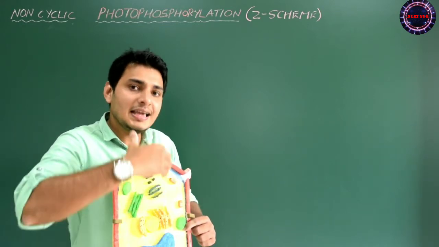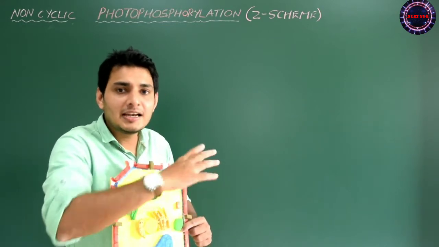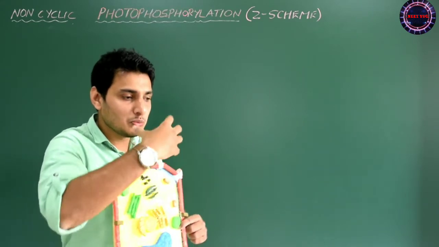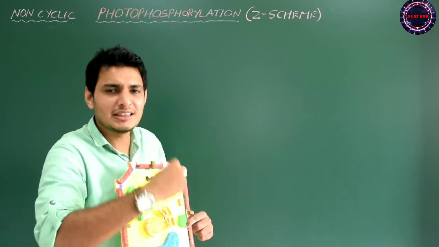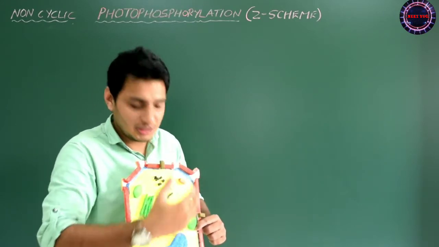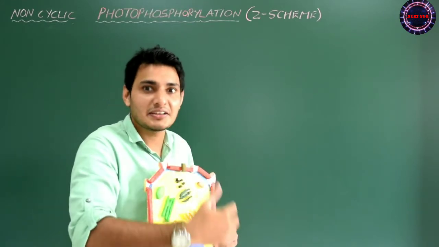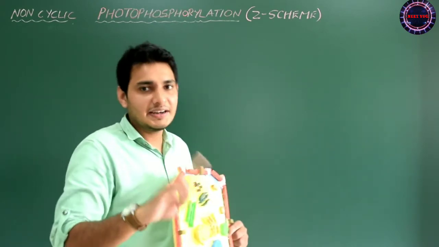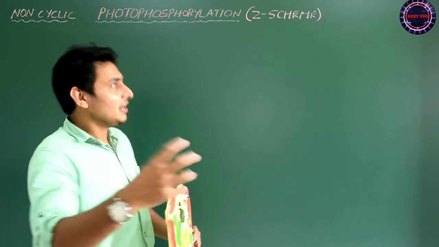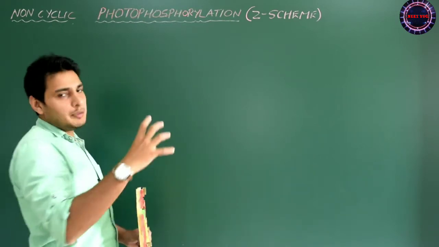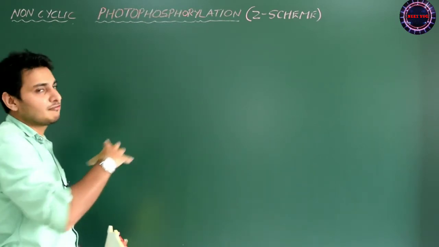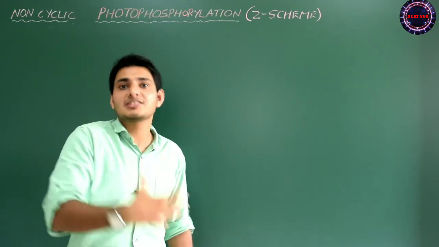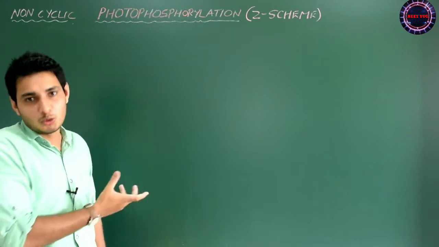And again, what is going to happen? The ATP and NADPH synthesized during the light reaction are going to be used in the synthesis of sugar within this chloroplast. That is the dark reaction, where sunlight is not required. Got it? So you see two phases: light reaction and dark reaction. Here I am focusing mainly on a type of light reaction, that is non-cyclic photophosphorylation, and how exactly ATP and NADPH are synthesized within the chloroplast.